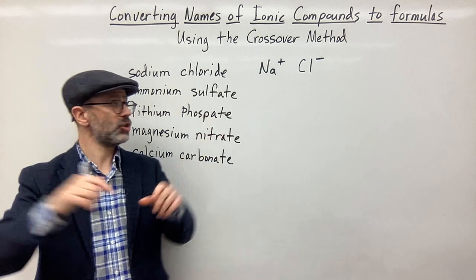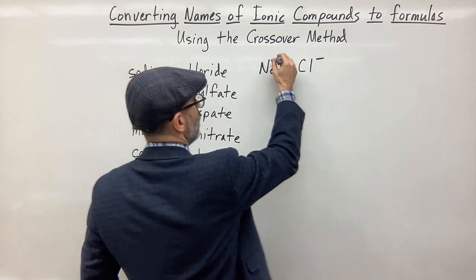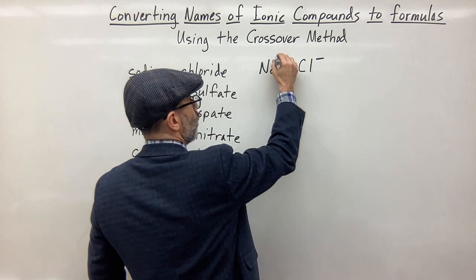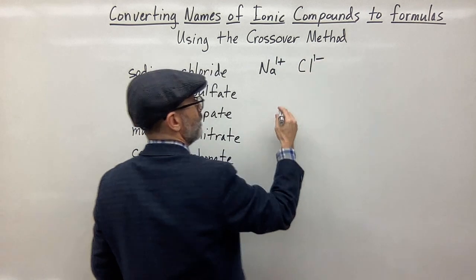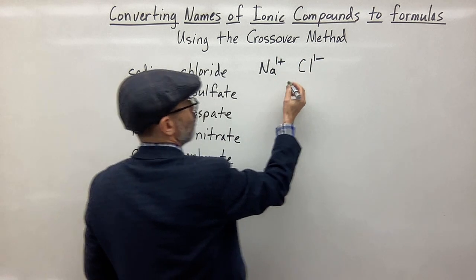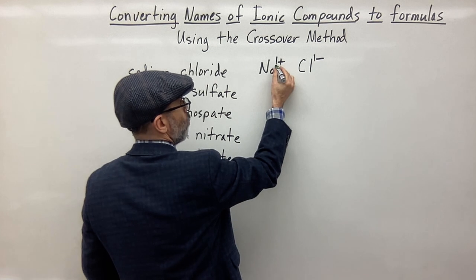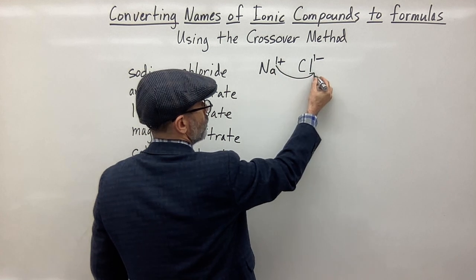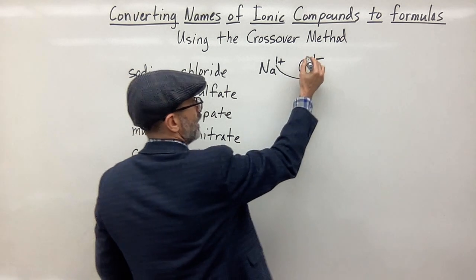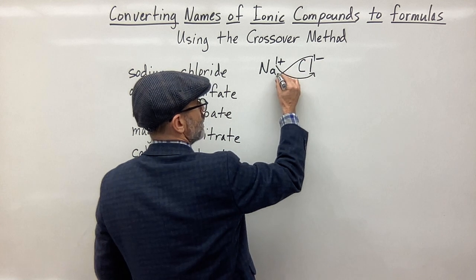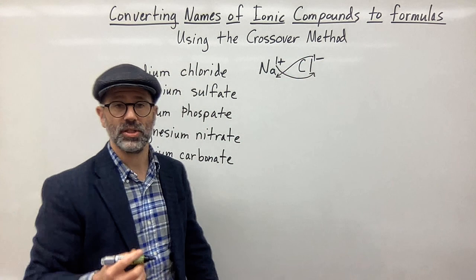So we're going to cross over. So we have ones here. So I'm going to just write the ones so you can see them. And the way the crossover method works is I have a 1 here. I'm going to write that as a subscript for the chlorine. And this 1 here, I'm going to write that as a subscript for the sodium.